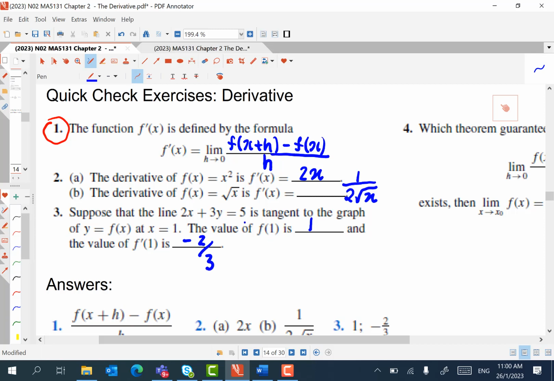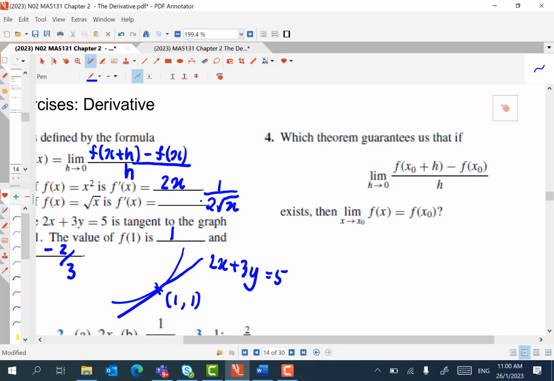Okay, f(1) is 1 because the curve meets the tangent at the point in question. And at this point, given that the equation of the tangent line is this, when x is 1, y is equal to 1 as well.